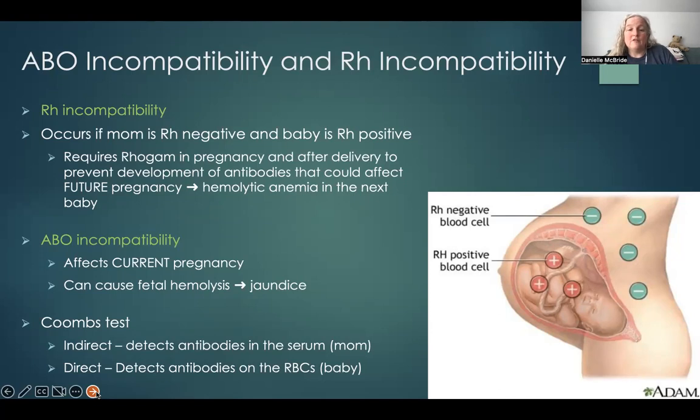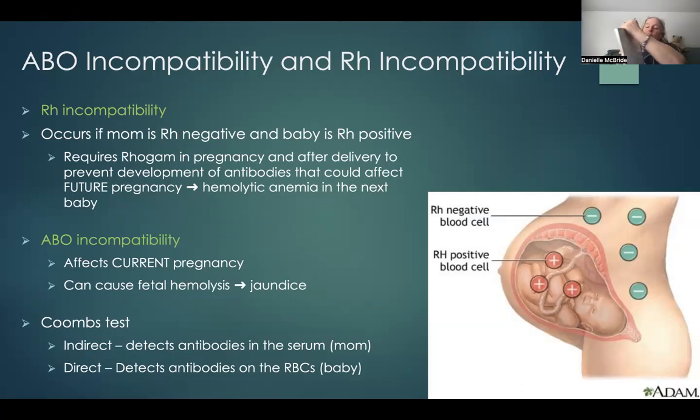And that's not going to affect this pregnancy. But if she gets pregnant again and the next baby is Rh positive again, those antibodies can then attack that next baby. And that's that erythroblastosis fetalis that I mentioned. And so it breaks down the baby's red blood cells at an alarming rate. All right, so, I'm sorry. So for this, we want to know if mom's Rh is negative, and we're going to give her RhoGAM.